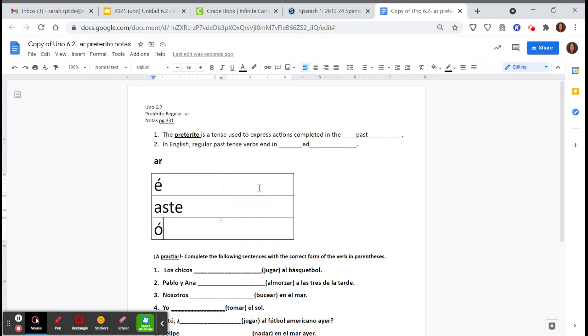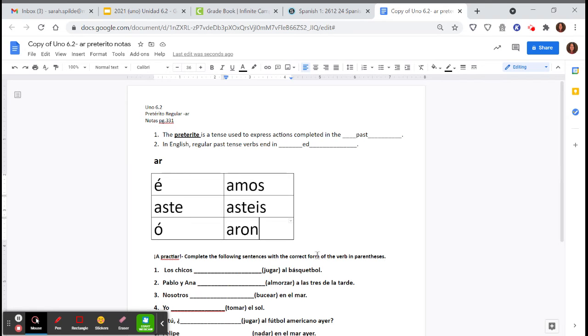And then nosotros is going to be amos. Vosotros is asteis. And then ellos, ellas, ustedes, aron. We have é, aste, ó, amos, asteis, aron. And those are all of our preterite AR endings. So when we see these at the end of our verb, we know automatically this is a past event.